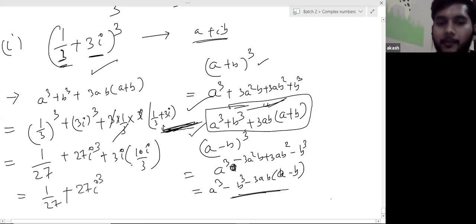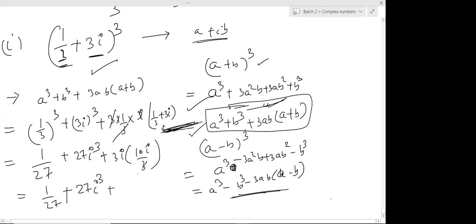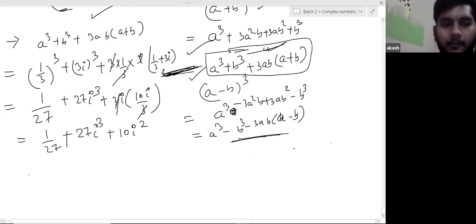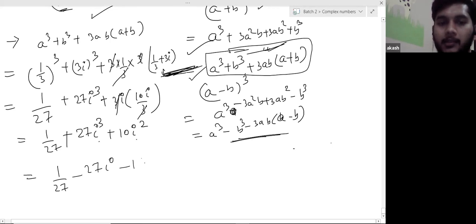Nobody is even correcting me. Sir, 27 i cube, it will be minus i. So we can just write minus 27i, right? Yeah, I will write, but let's take slowly, step by step. i square, 10 i square, right? Yeah, till now it's clear. So 27, i cube is minus i, so this is minus 27i. i square is minus 1, so this is minus 10. Here 1 upon 27 minus 10 is 270, 269 minus, right?